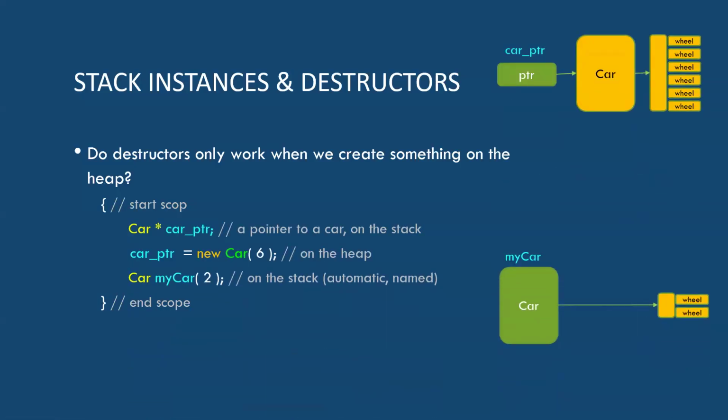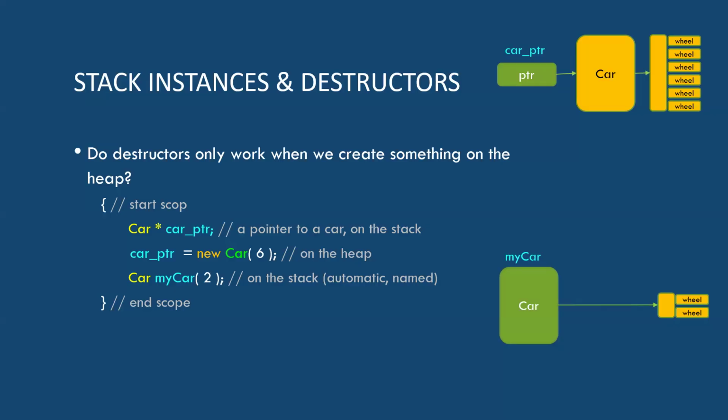So, a little test question for you before we go. I've got two instances of the car here. If I use just this code inside of this local scope, which of these cars is going to have its destructor triggered? In other words, which car is going to get cleaned up? So I have a pointer to a new car, and then I have an automatic allocation, my car over here, with 2 wheels.